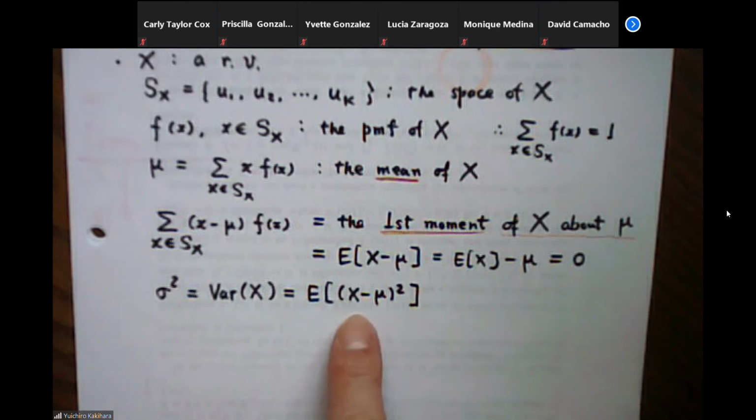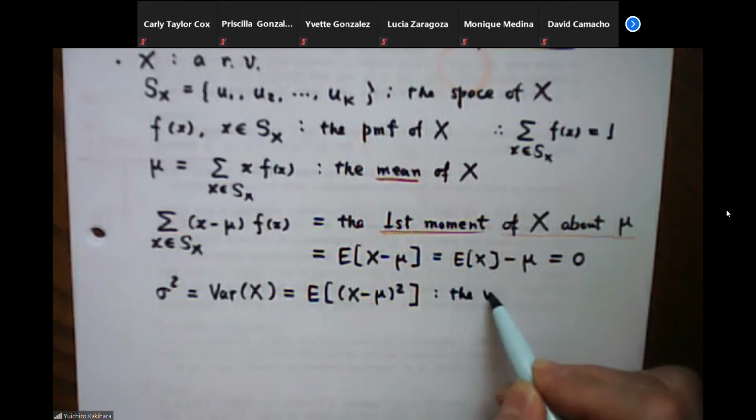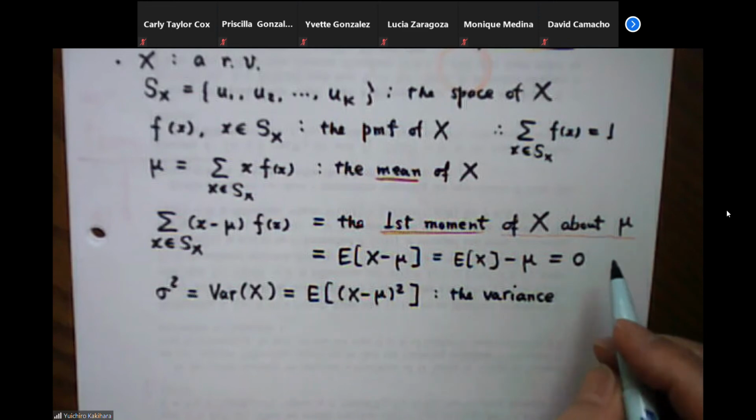We have seen the quantity x minus b squared, and it is minimized when b is equal to mu, so we take mu: x minus mu squared. This is called the variance of x.